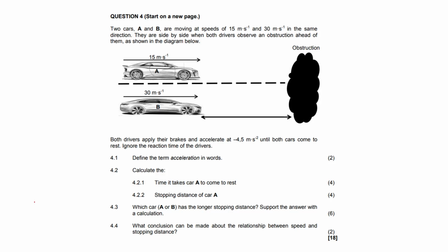Hi guys, we are going to take a look at this question where we have two cars, A and B, moving at speeds of 15 meters per second and 30 meters per second in the same direction, and it looks like it's to the right. They are side by side when both drivers observe an obstruction ahead of them, as shown in the diagram. They apply their brakes and accelerate at minus 4.5 meters per second squared until both cars come to rest. That means that our final velocity is 0. Ignore the reaction time of the drivers.